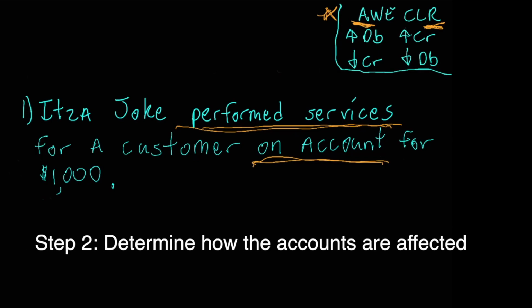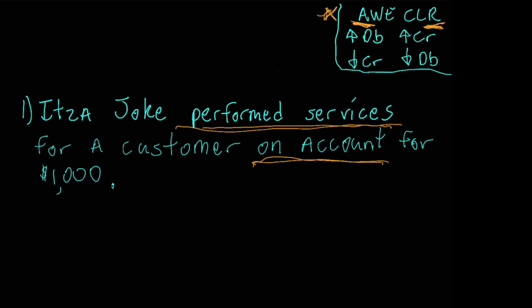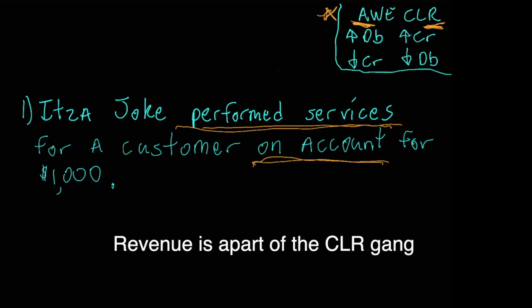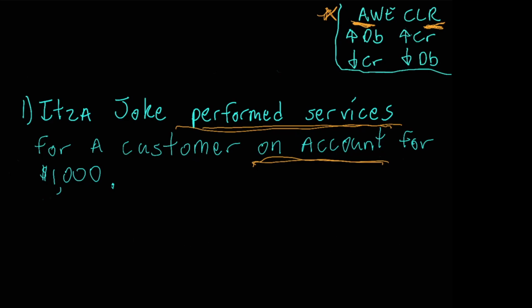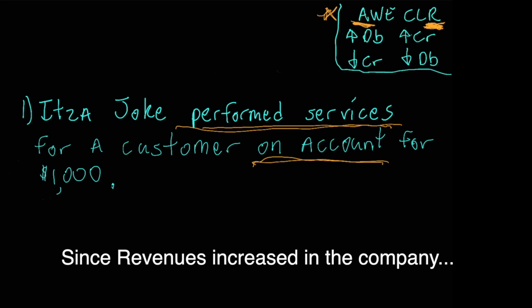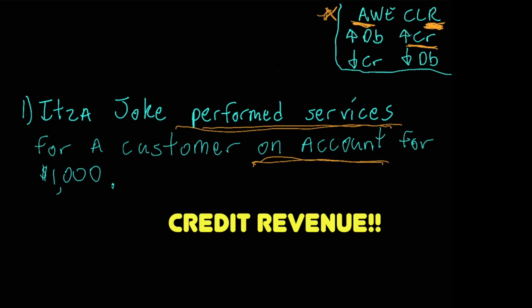Now that we have identified the two accounts that are affected, our next step would be to determine how they are affected. So we perform services. So obviously if we've earned more revenue, revenue has increased in the company. Revenue has gone up. So how do we record revenues going up? Well, based on the all clear system, it tells us that anytime an account in a clear gain is going up, we're going to credit that. So since revenues are going up in the company because we provided the service, we're going to credit revenues.